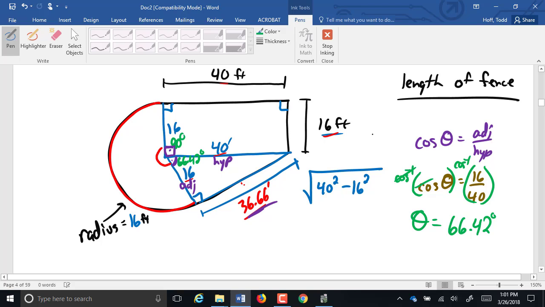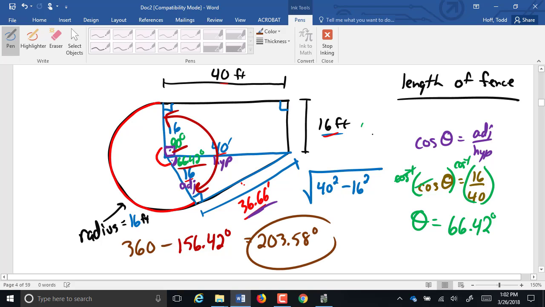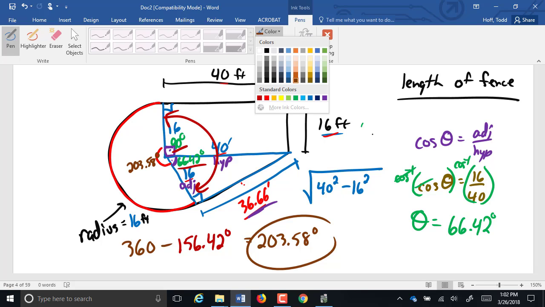Adding that to the 90 degrees that we had there, 90 plus 66.42 is 156.42. Any questions on where the 156 came from? That's the angle from here to here. Now we're going to subtract that from 360, which is going to give us 203.58 degrees. That's this angle here. Now what?